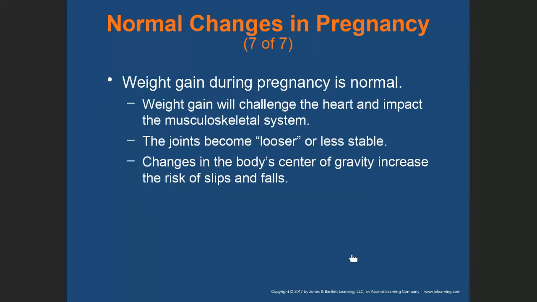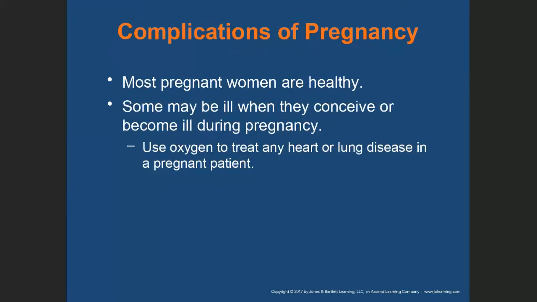Now, weight gain is going to occur, and this is normal. They can gain up to 27 pounds. Weight gain will challenge the heart, and it's going to impact the musculoskeletal system as well. Their joints become more loose and less stable, so their balance can be affected, and they might be prone to falls because their center of gravity is not the same anymore. So changes in the body's center of gravity increase the risk of slips and falls. So those are the normal changes.